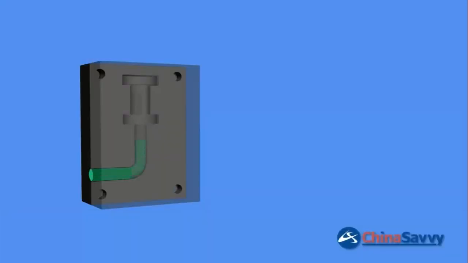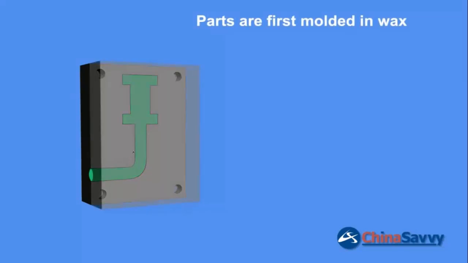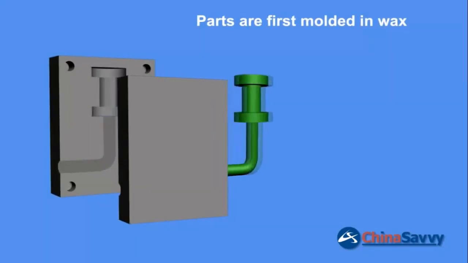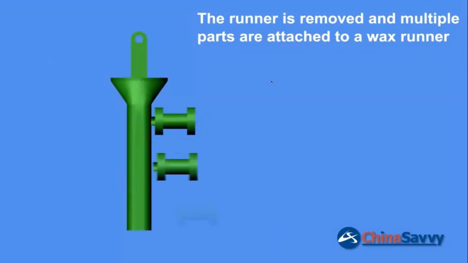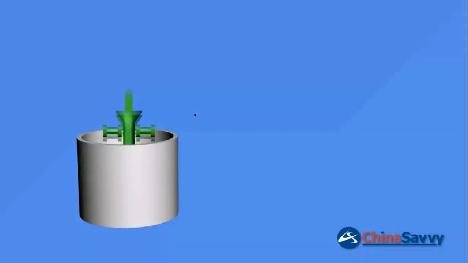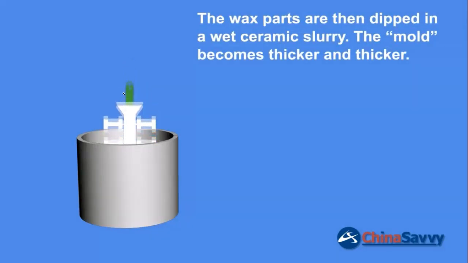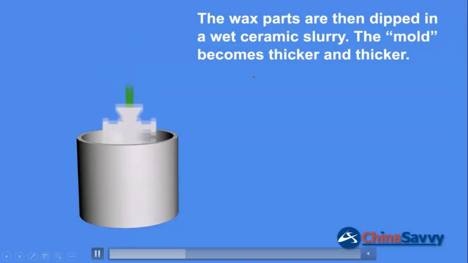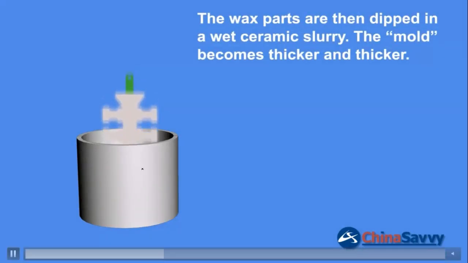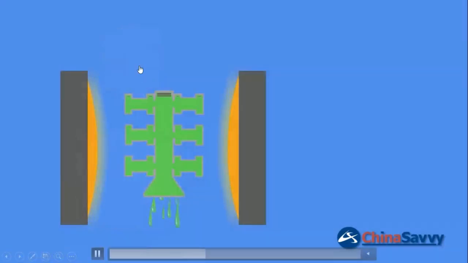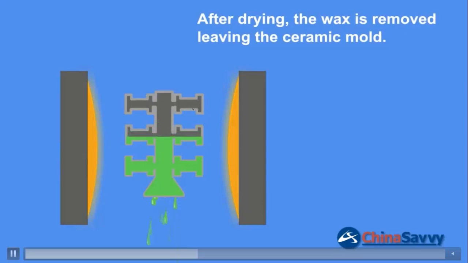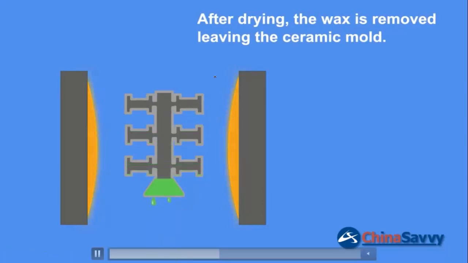So this is the master pattern, and wax is injected into the master pattern to make a wax pattern out of it. Multiple parts are attached to the wax pattern with the main sprue of the wax pattern, and then the whole pattern is dipped into the slurry of the refractory material. It is inverted and heated so that the wax melts out, leaving behind the ceramic mold.